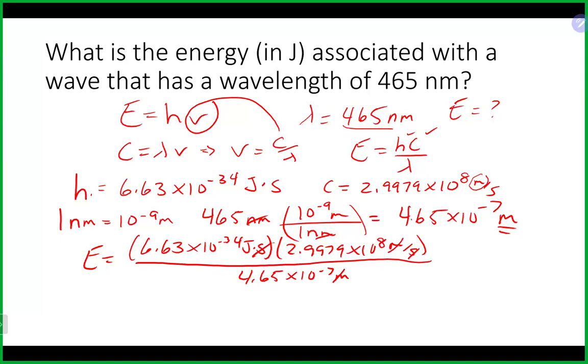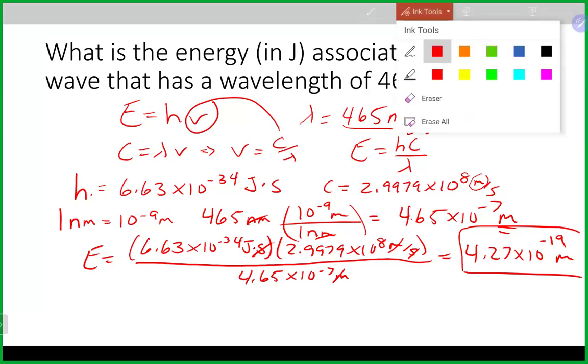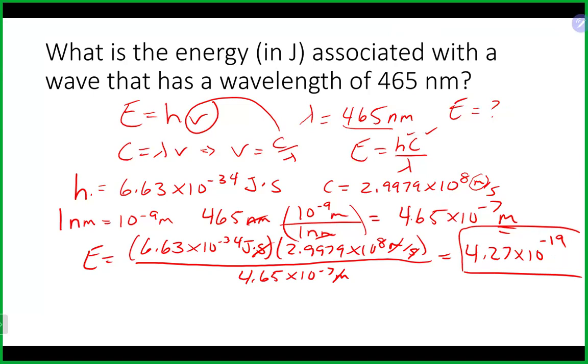We're going to use our exponent button for sure. 6.63 exponent negative 34 times 2.9979 exponent 8. We hit equals, divided by 4.65 exponent negative 7. That gets us 4.27 times 10 to the negative 19 meters in this particular case. Not meters, I'm sorry, that's just joules. Sort of like meters if you want the wrong answer. There you go. That's why they invented erasers, I think. Joules. Any questions on that calculation?